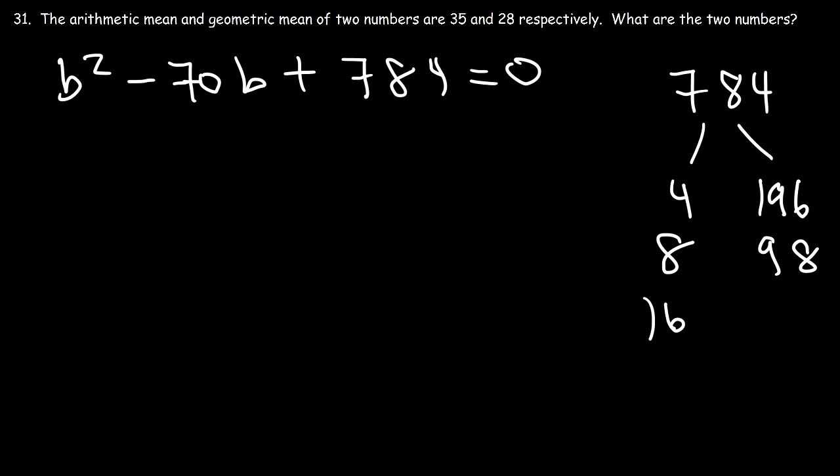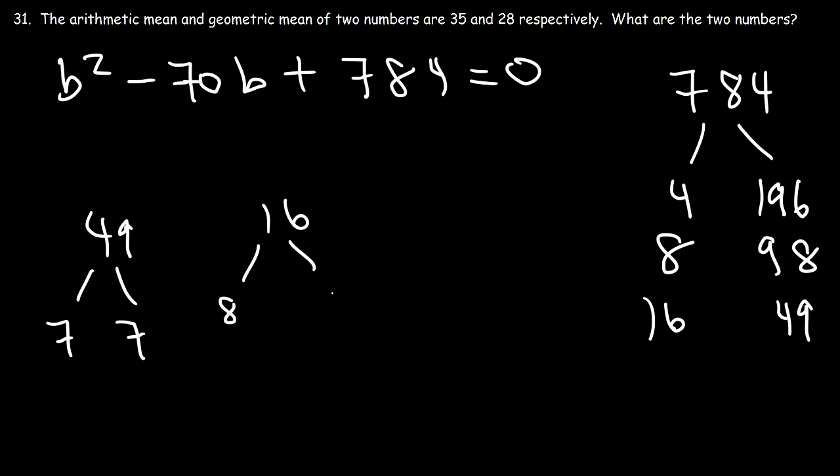Let's try 16. This is going to be 49. 49 plus 16 is 65, so that's close. Now, 49 contains two 7s, so I know that 784 is divisible by 7, and 16 can be broken into 8 and 2, 4 and 4, and 2 and 2. So I need to try a number that's less than 16.